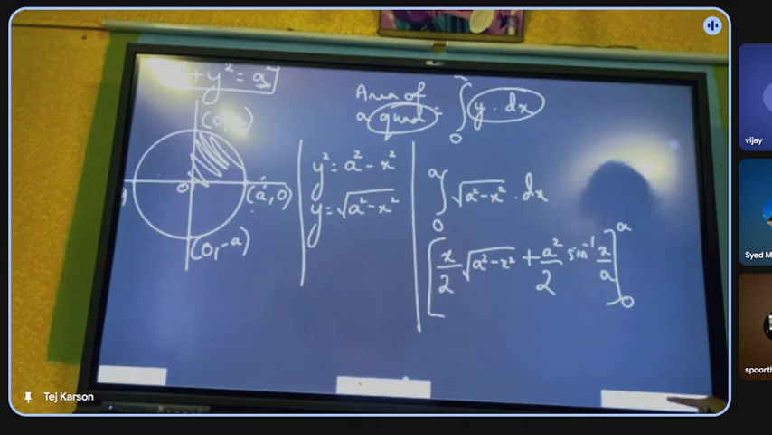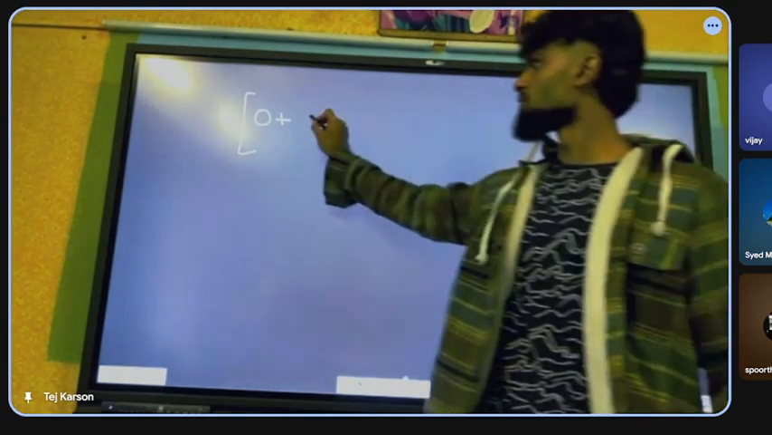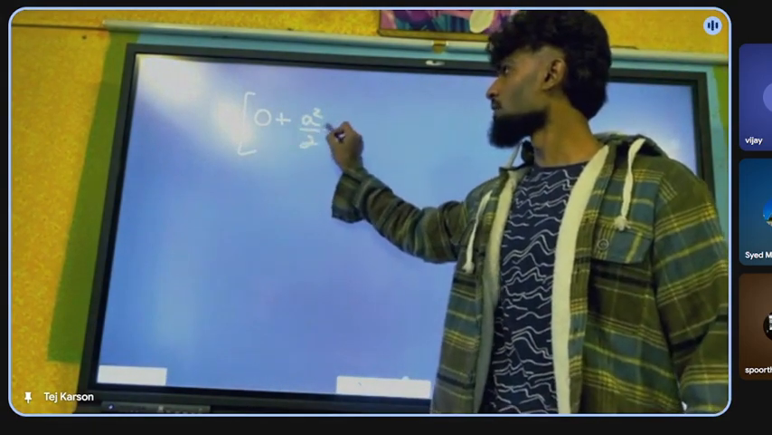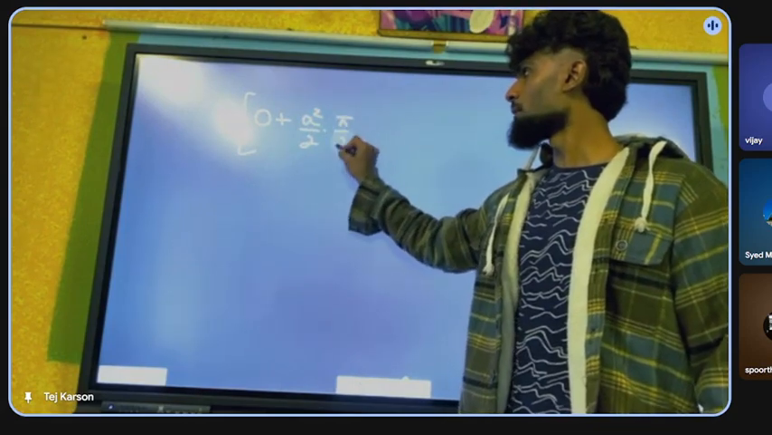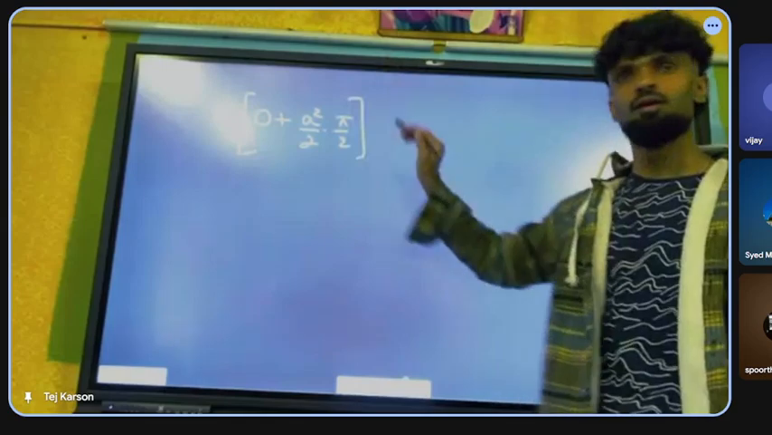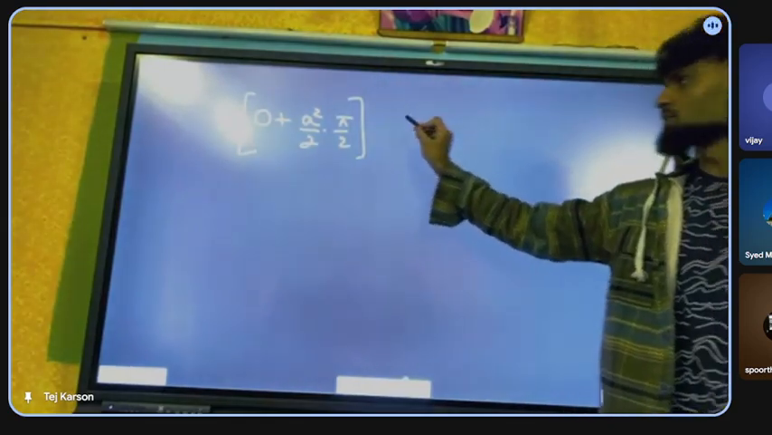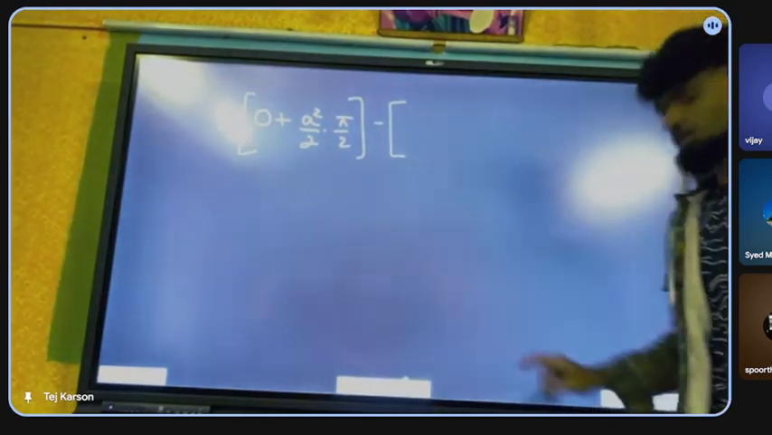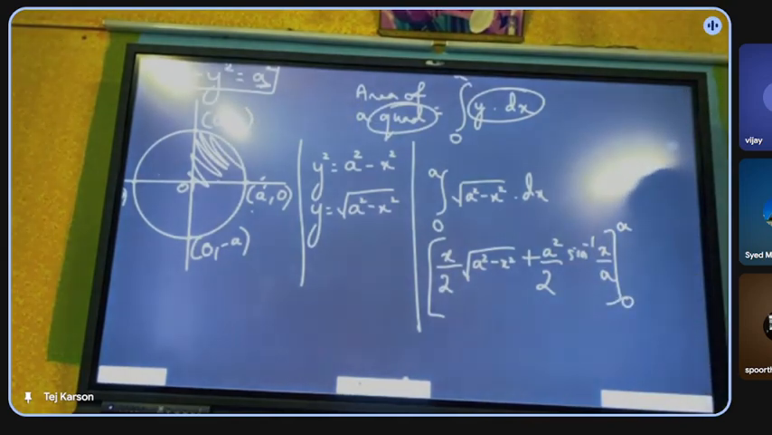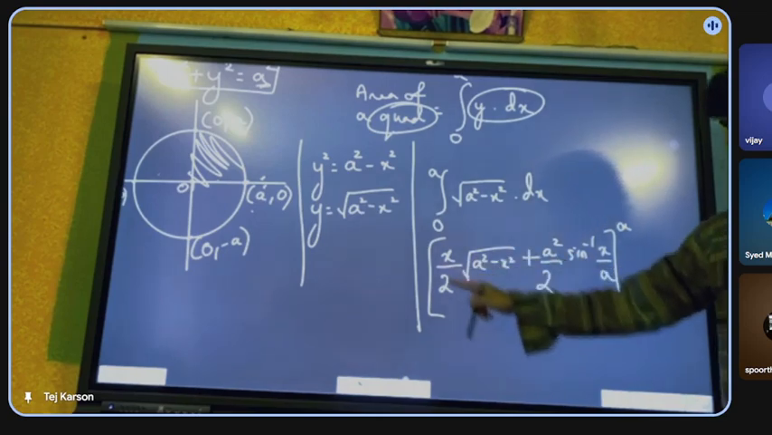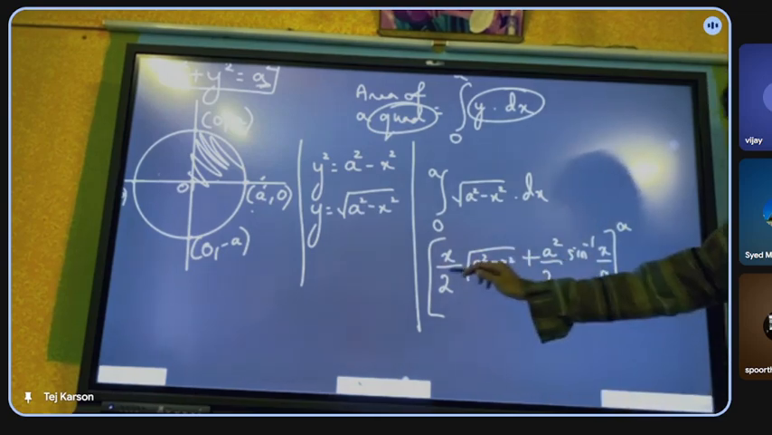Correct? So a square by 2 dot 90 is what? Pi by 2. This is my answer for the upper limit. Upper limit minus lower limit always. You put a minus, open new brackets. Now, instead of x, you should substitute what? 0. You take 0, substitute in the first part. 0 by 2, 0. So the first part became 0.